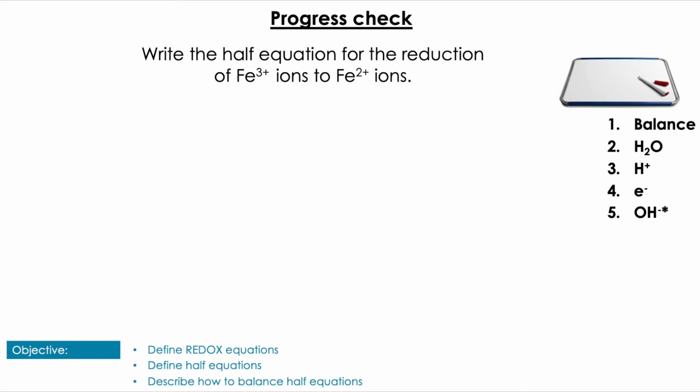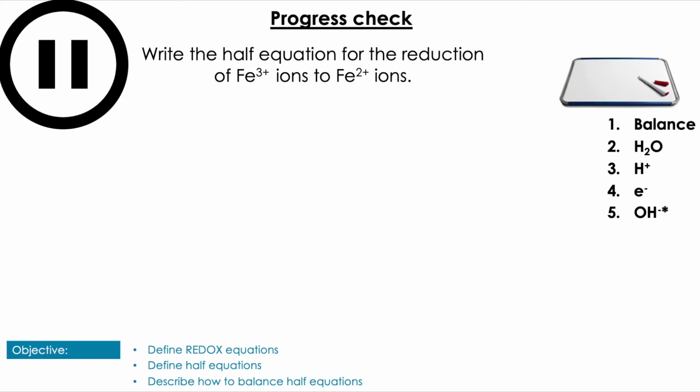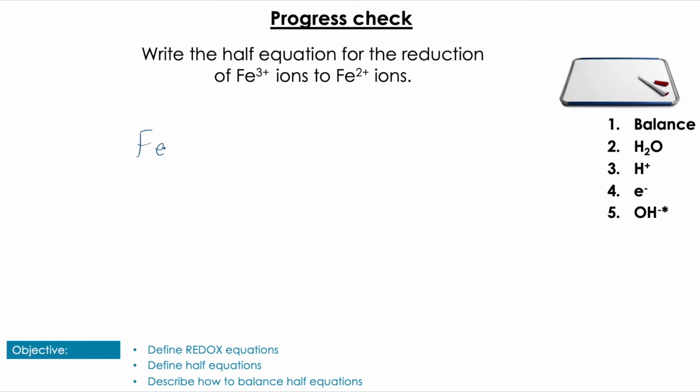First question, write the half equation for the reduction of Fe3+ to Fe2+ ions. Pause the video, give yourself a moment to try that. Pop them up. Nice simple one to start, going through your steps, writing the equation out. Initially, it's already balanced in terms of atoms. There's no oxygen, no hydrogen, so you're just going to need to add 1 electron to your left-hand side, and again, nothing alkaline here.